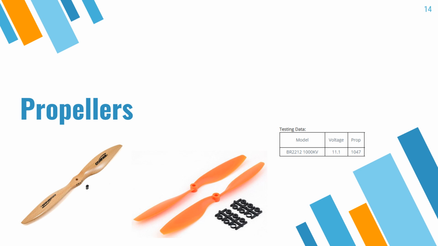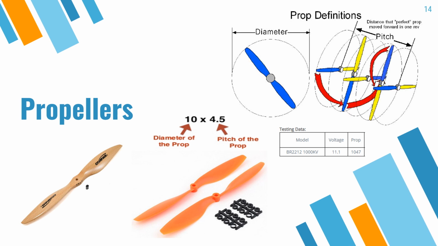So what does this 1047 mean? Let me explain to you. The 10 stands for 10 inch, and that's the diameter of the propeller, while the 47 stands for 4.7 inch, and that's the pitch of the propeller. And what's the pitch exactly? Well, the pitch is basically the distance a propeller would travel after one full rotation, and that's it.